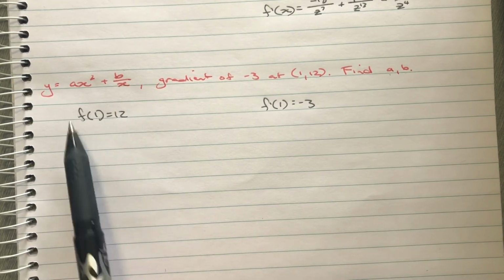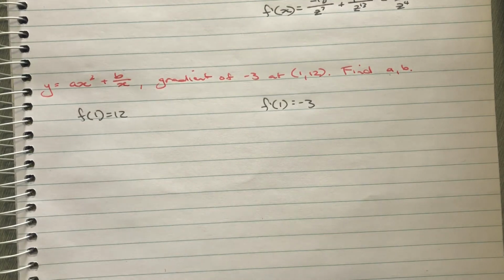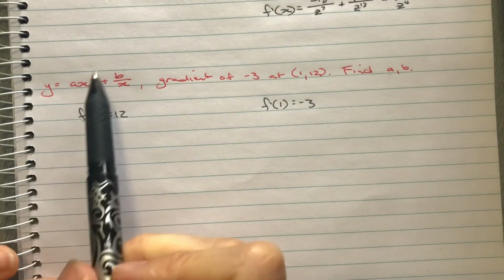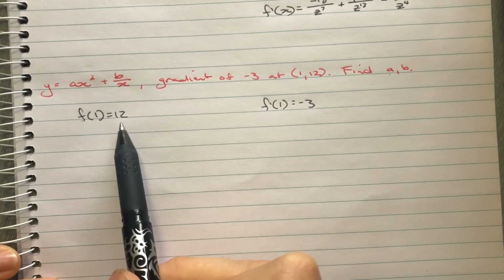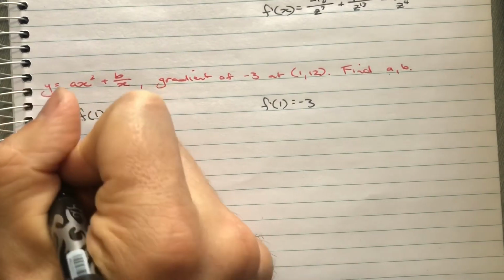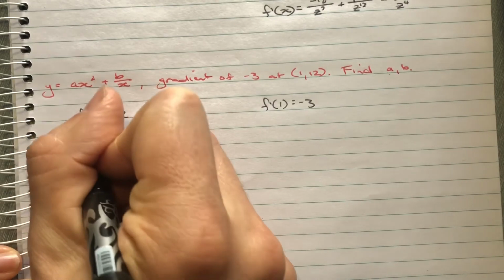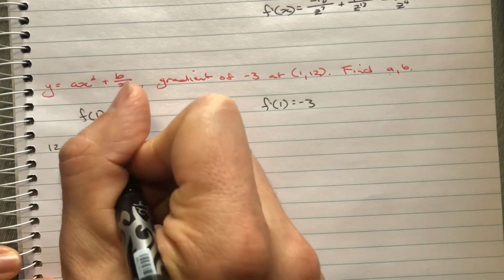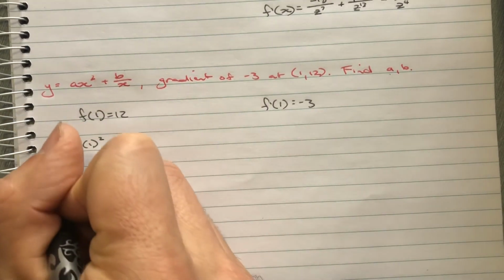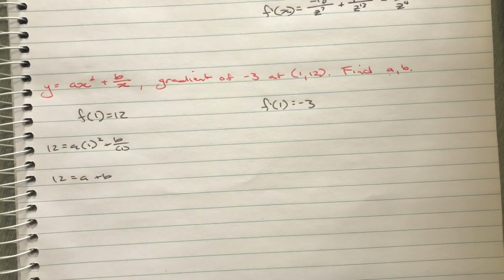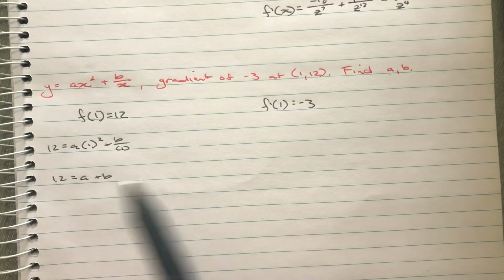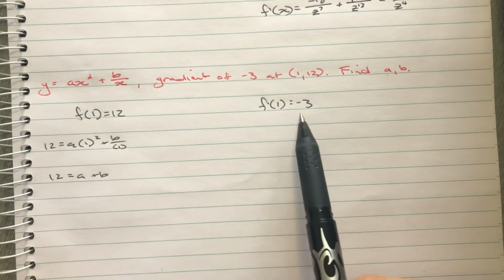Let's start with this one first because it's probably a little bit easier. Here's our rule where x is 1, y is 12. Let's substitute it in and see what we get. Okay, so 12 equals a plus b. Sweet. We can't really do anything extra with that. Let's look at this one now.